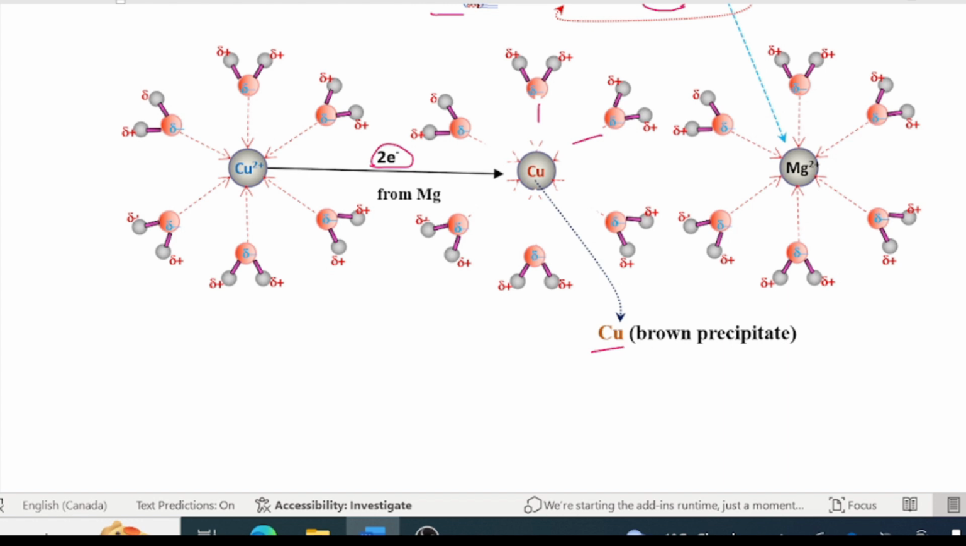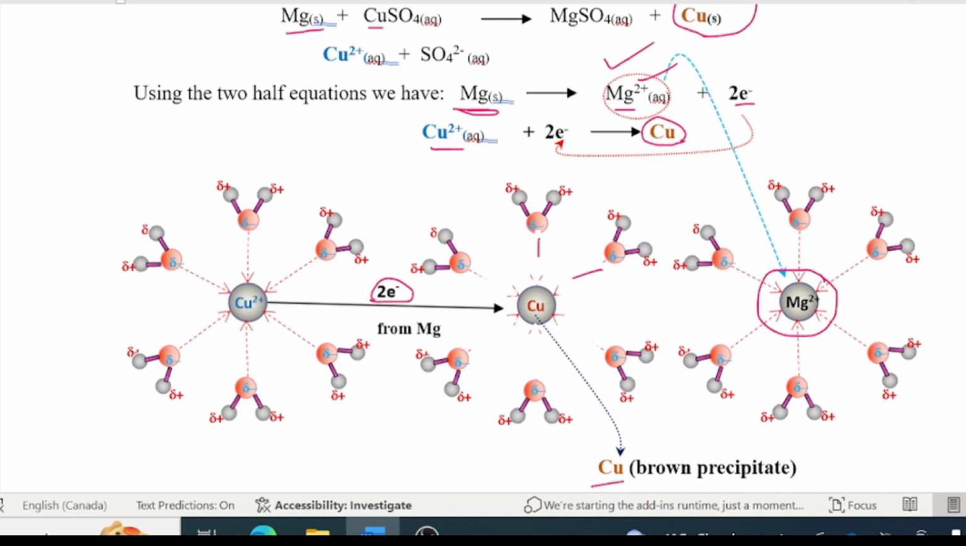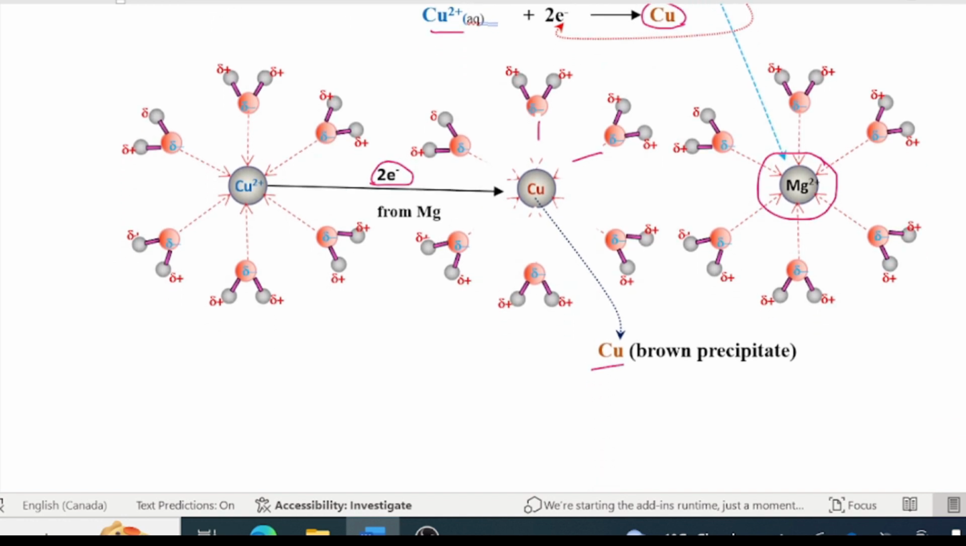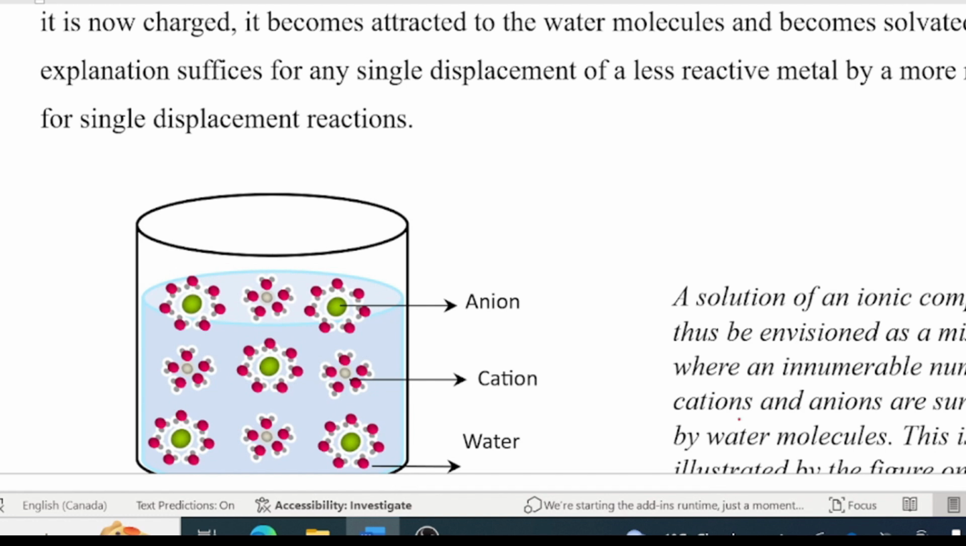Now you see what happens? Magnesium was an atom, which couldn't dissolve in water, but because it forms an ion now, look, it gets solvated by the water molecules. As I'm doing this, let me just take the opportunity to explain why copper was precipitated and why magnesium became part of the solution. What is happening here, look? These are the anions. They're surrounded by water molecules here. These are the cations here. They're surrounded by water molecules here. So bear that in mind.